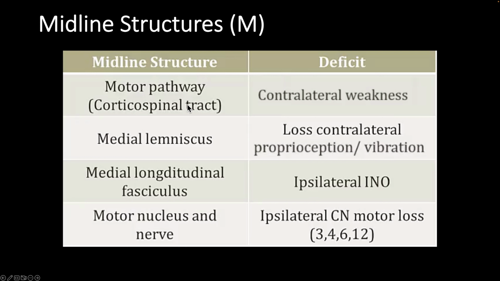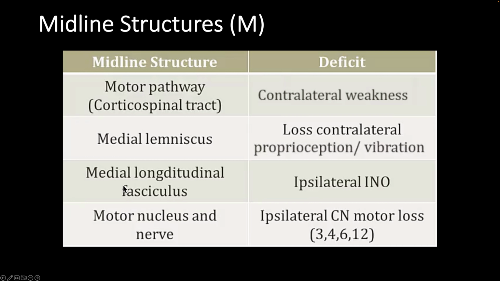The motor pathway, corticospinal tract. Again, these are going to be your midline structures. It'll be contralateral weakness. Again, this is the corticospinal tract. There's a corticospinal tract also in the spinal cord. But how does it get from the brainstem all the way to the spinal cord? It has to decussate at the medulla. And we're a little higher up before it decussates, so it's going to be contralateral if it's in the brainstem, okay? Medial lemniscus, same story, loss of contralateral proprioception and vibration. Medial longitudinal fasciculus, ipsilateral internuclear ophthalmoplegia.